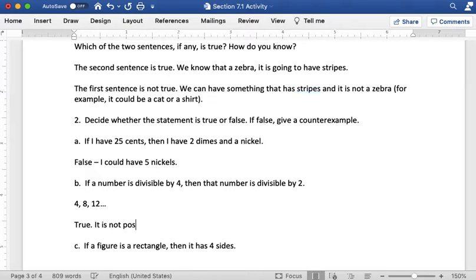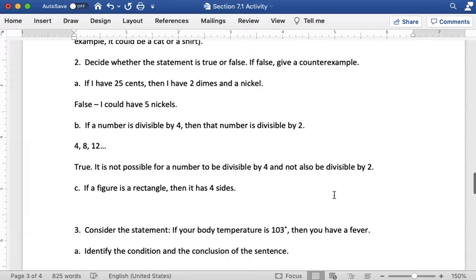It is not possible for a number to be divisible by 4 and not also be divisible by 2. So we know if we have a number that's divisible by 4, it's also going to be divisible by 2.